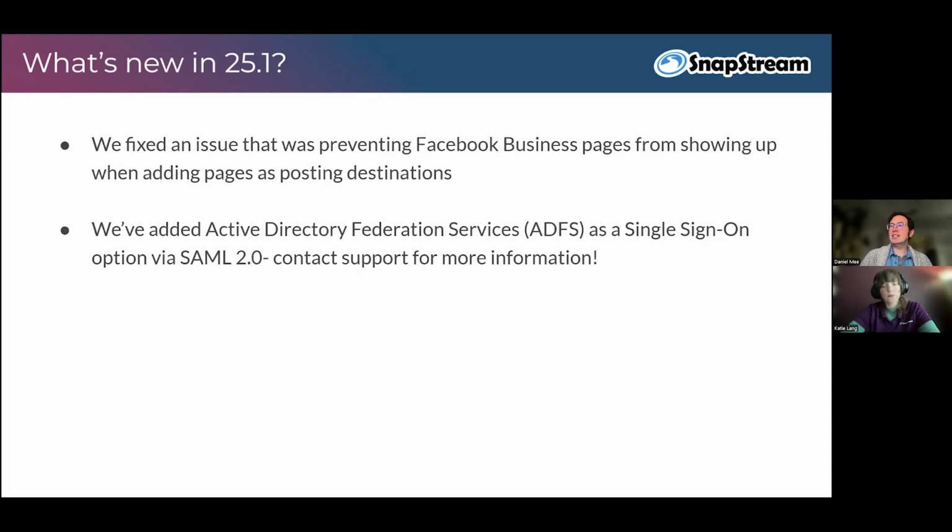We also added an item that's not social media related. We added Active Directory Federation Services as a single sign-on option for customers using SAML integration. This is just an option for using your company's Active Directory authority to log into SnapStream instead of using a dedicated username and password. If you need more information about this, or if you want to talk about setting it up, contact our support department, which is just support@snapstream.com.